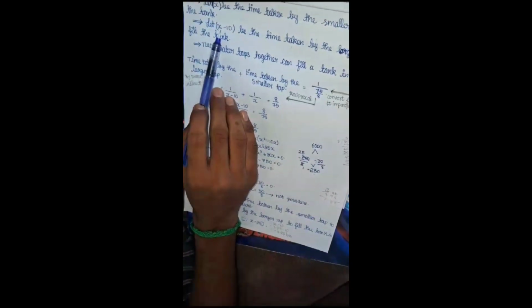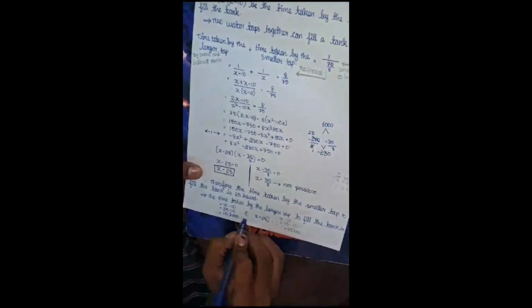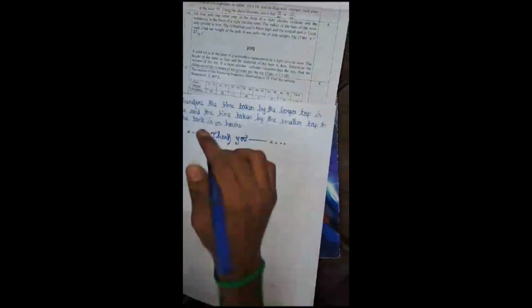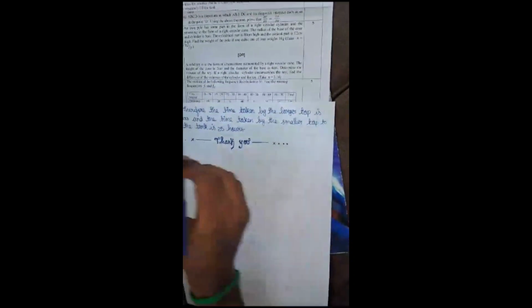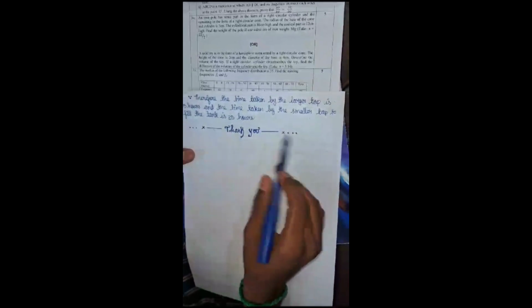In the same equation, we have taken x minus 10 as the time taken by the larger tap to fill the tank. So x minus 10 will be the time taken by the larger tap. Since x is 25, you substitute, and 25 minus 10 is equal to 15 hours. Therefore the time taken by the larger tap is 15 hours, and the time taken by the smaller tap to fill the tank is 25 hours.